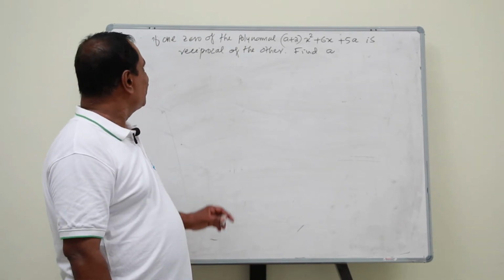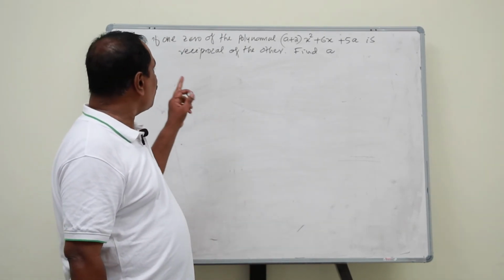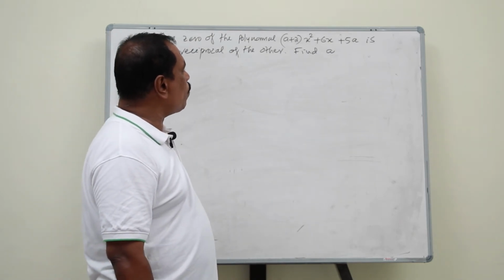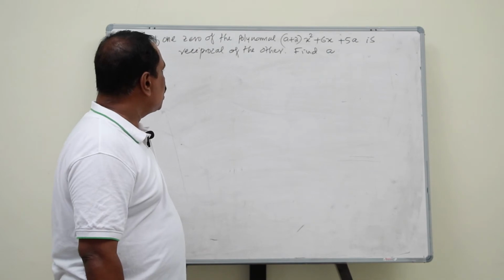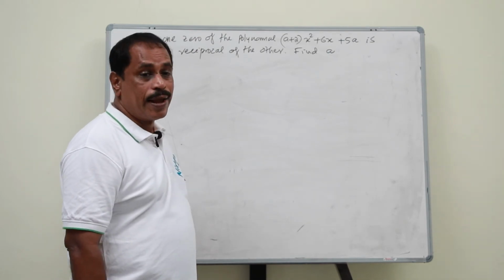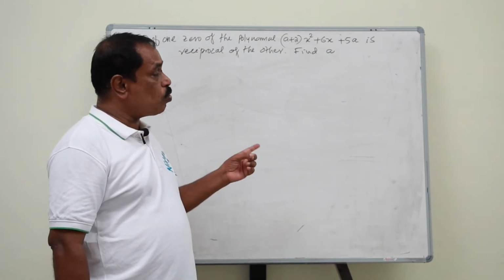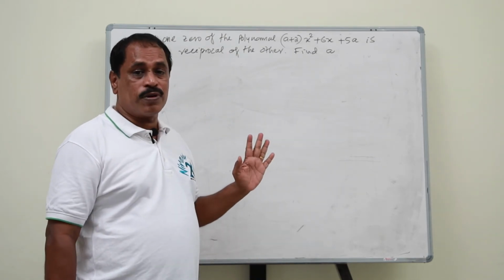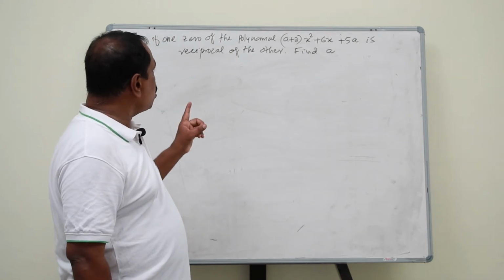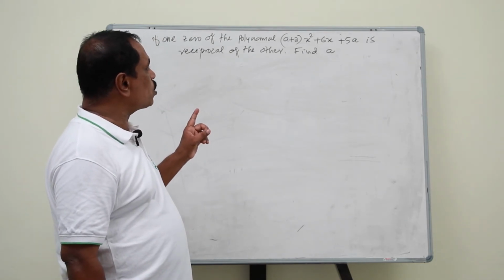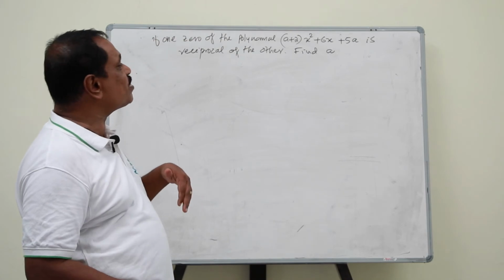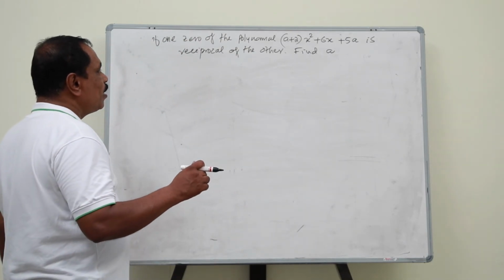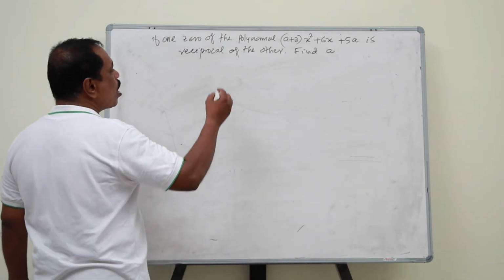One more question, a different type. If one zero of the polynomial a plus 2 into x square plus 6x plus 5a is the reciprocal of the other, find a. This is also a board question, and I will do all board questions. So if one zero of the polynomial a plus 2 into x square plus 6x plus 5a is the reciprocal of the other, find a.